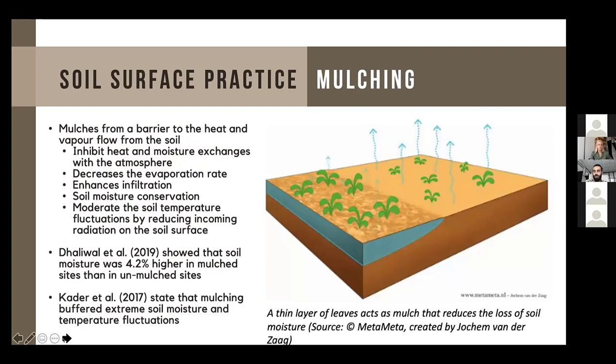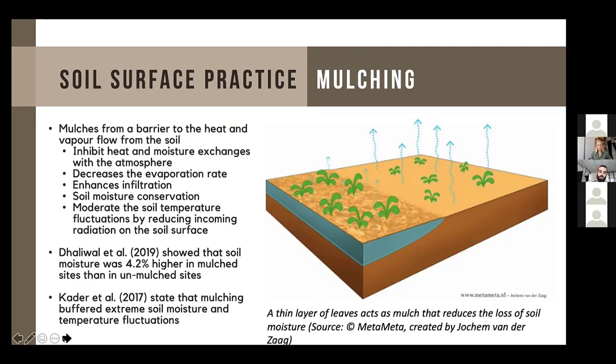Next slide. So, mulching. A lot of this was already covered by Frank. It's a really good example. Mulch forms a barrier to the heat and the vapor flow from the soil, and it inhibits heat and moisture exchanges with the atmosphere. So it's creating this blanket between the soil and the atmosphere. Mulching decreases the evaporation rate, enhances infiltration, and therefore increases moisture conservation. By blocking the transport of vapor out of the soil, the water availability for crops is enhanced by lowering the evaporation rate directly from the soil.